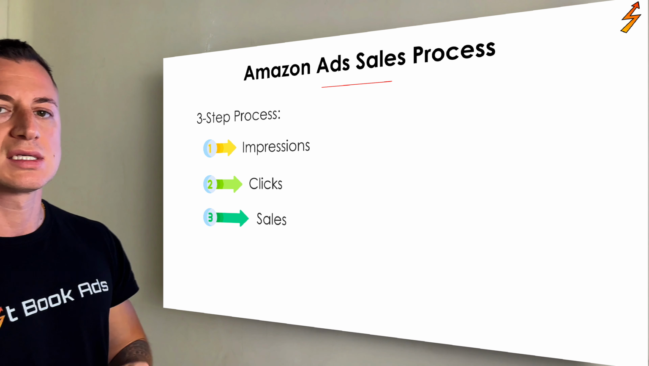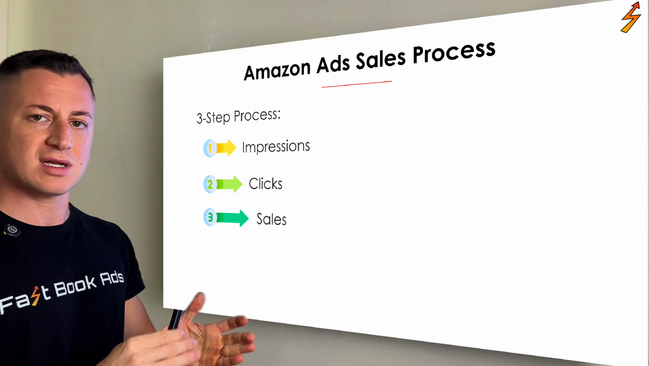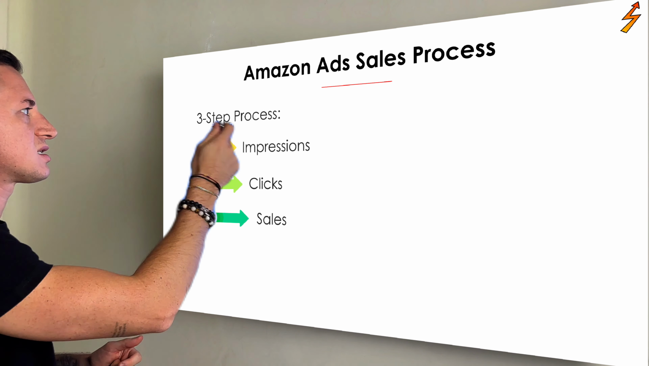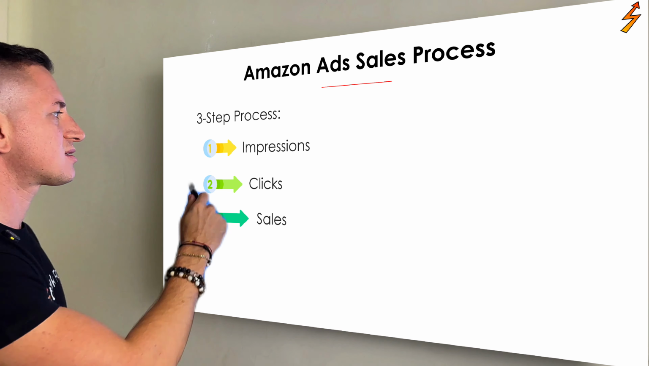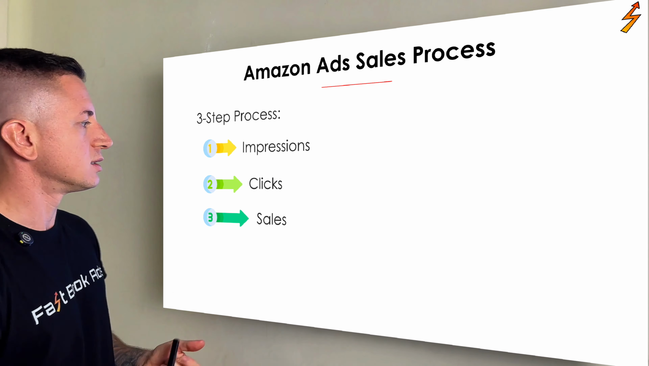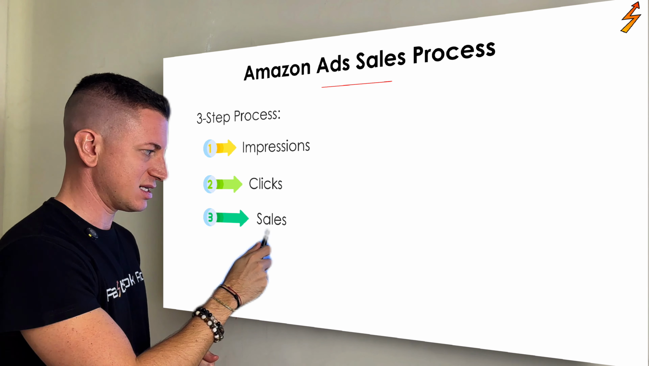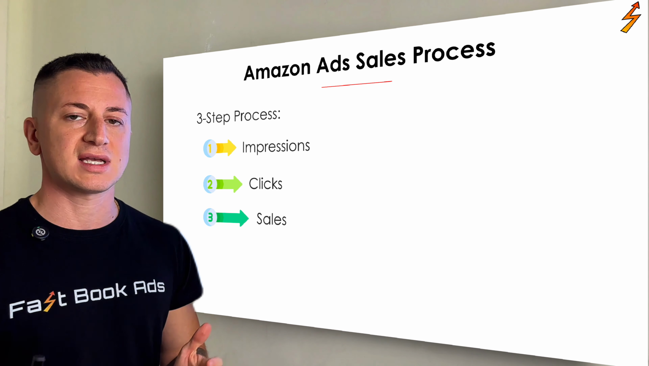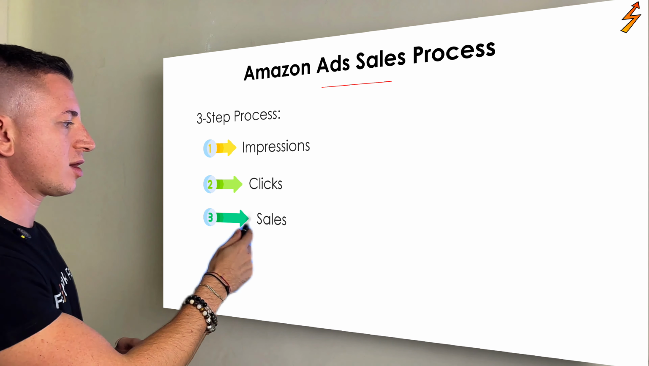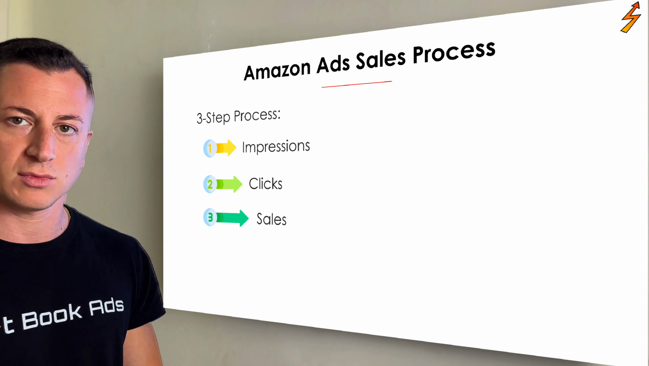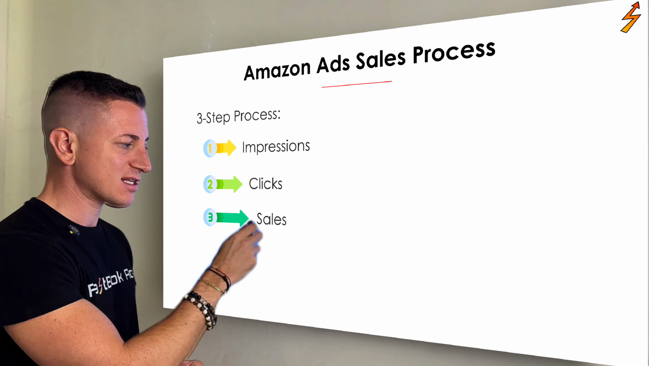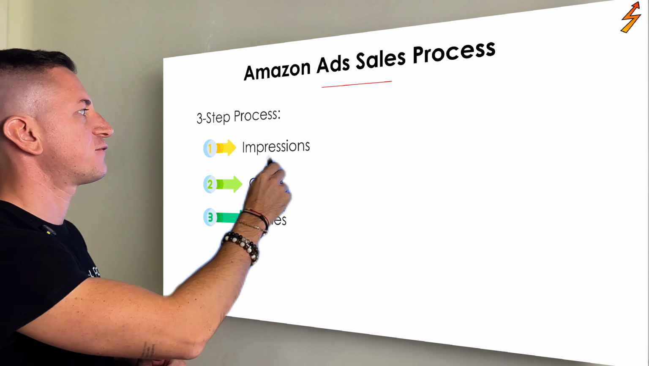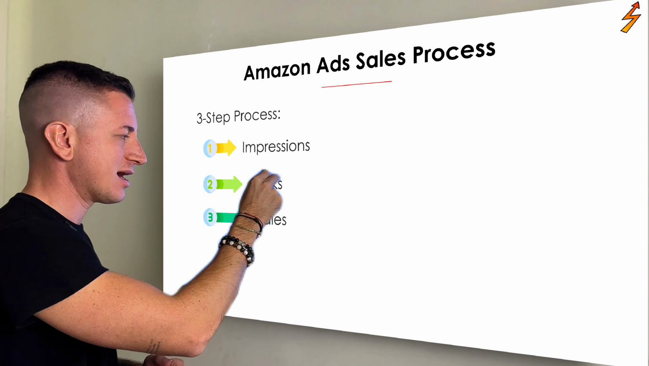The Amazon ads sales process. The Amazon ads sales process is a 3-step process. Everything starts with impressions, then we have clicks, and at the end, and only at the end, we have sales. Everyone, when going inside the Amazon ads dashboard, looks at sales and ACOS. But this is only the last thing you have to look at. The first thing is impressions.